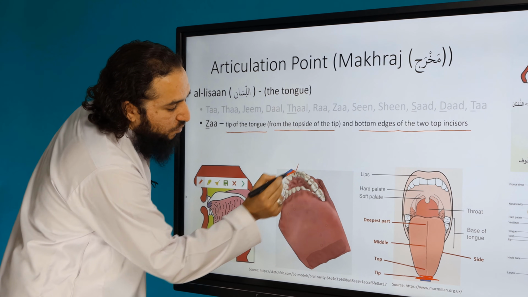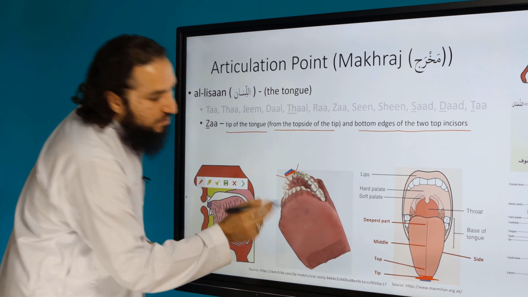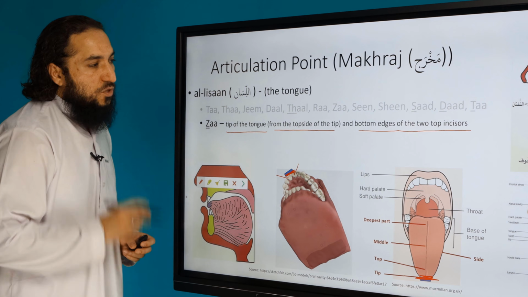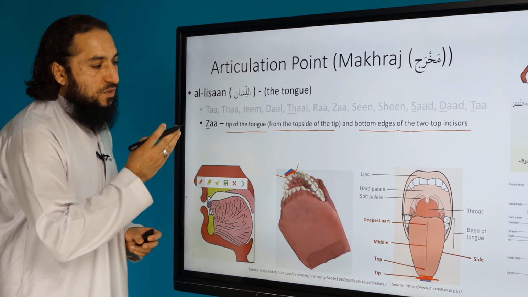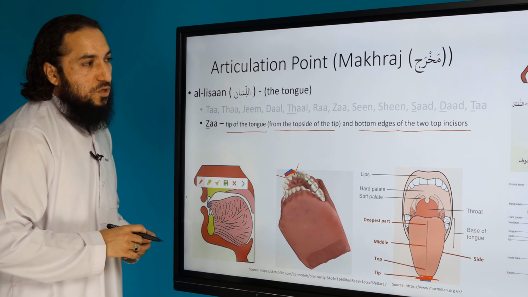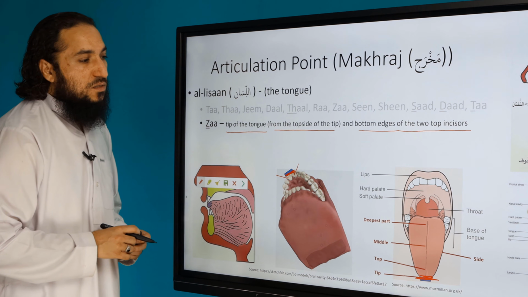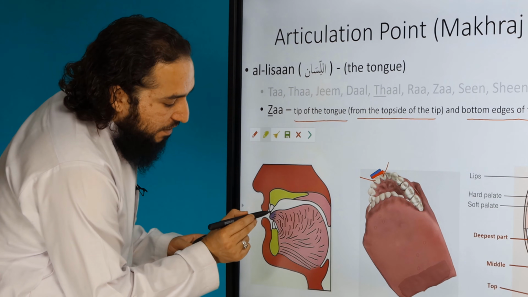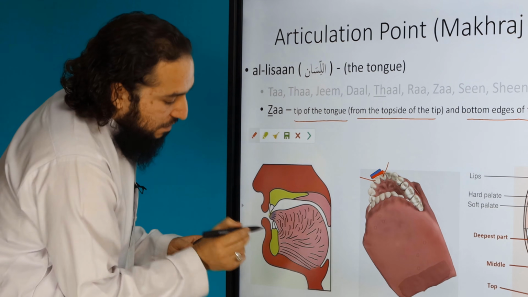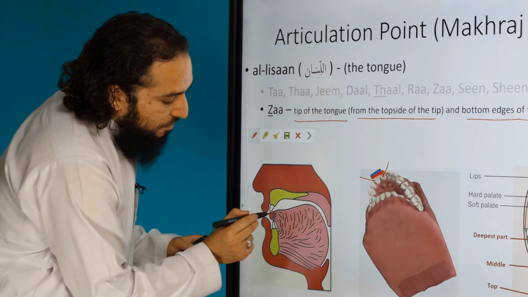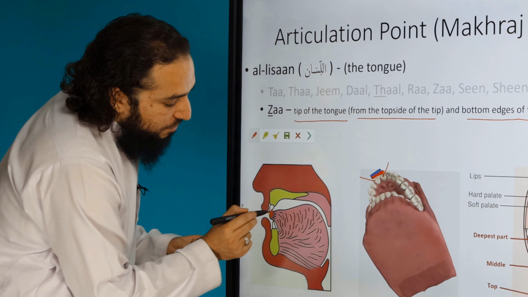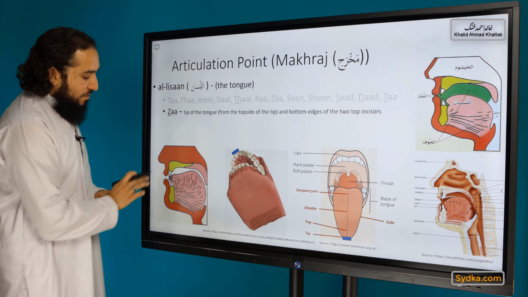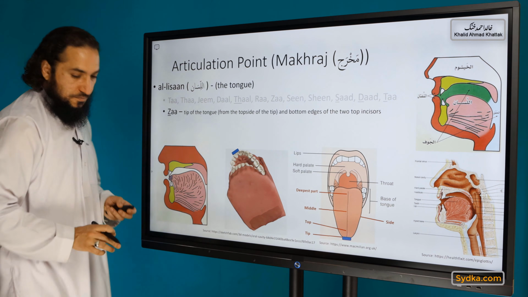So this is incisor 1, this is incisor 2, and the tip of the tongue from the top side is going to touch the bottom edges of the two incisors when the sound for dha is produced. Similarly, you can see here that's the tip of the tongue from the top side, and this is the bottom edges of the top two incisors. Let me explain that with a 3D model.